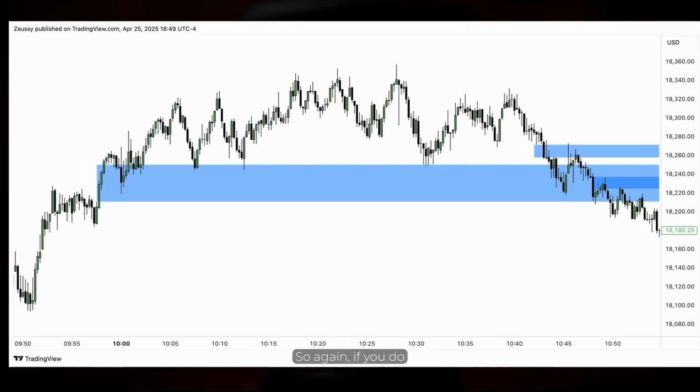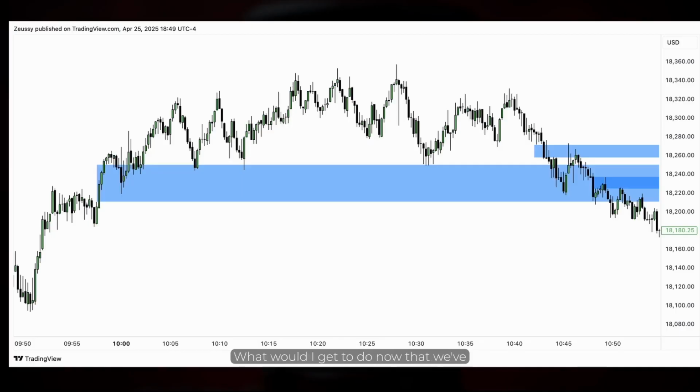So again, if you do not see any imbalances on the time frame that you are looking at the markets at, zoom into a lower time frame, because I promise they're going to be there. And when you extend them to the right, you are going to see their importance.